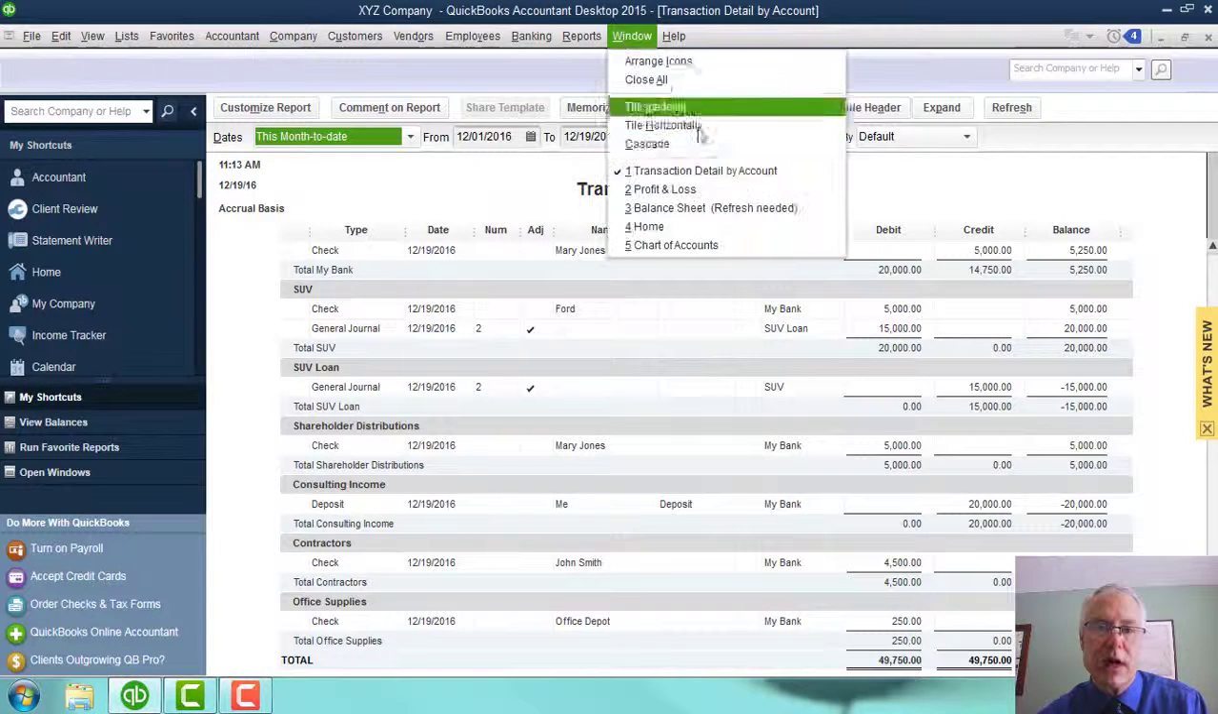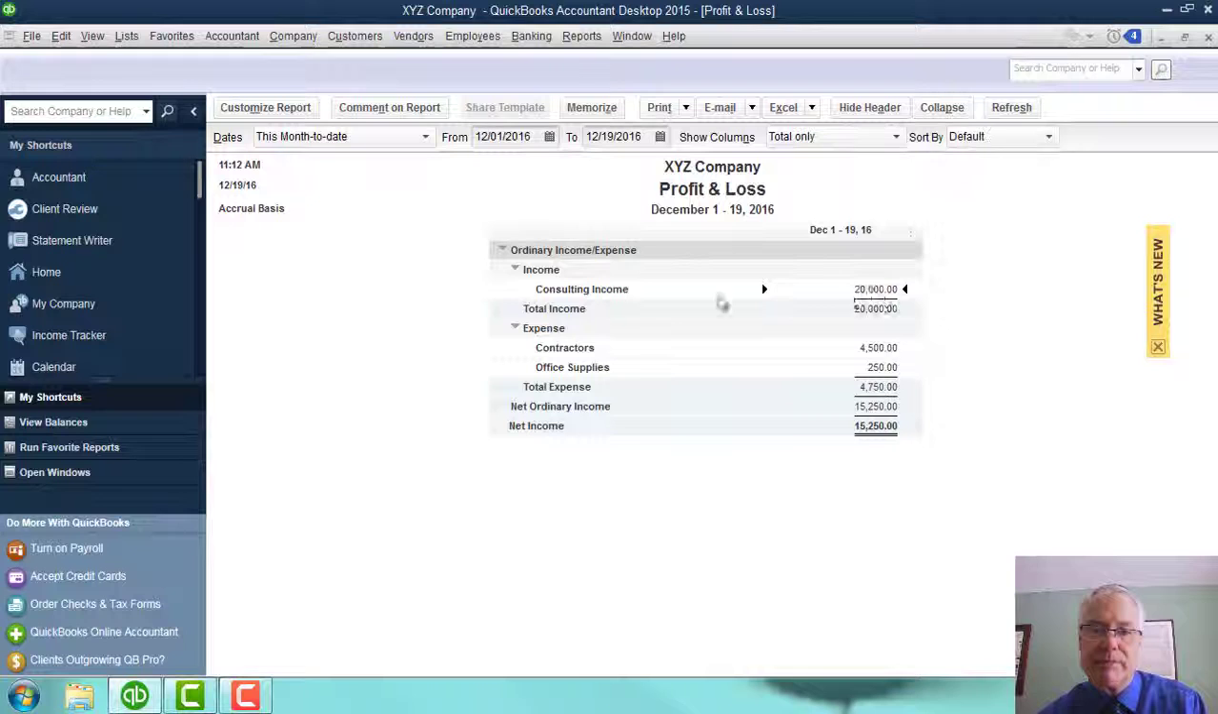Okay, so now let's go over here and look at the profit and loss statement. You have consulting income of $20,000, contractor expense of $4,500, office supplies of $250. There is no check to Mary Jones. So your net income is $15,250.